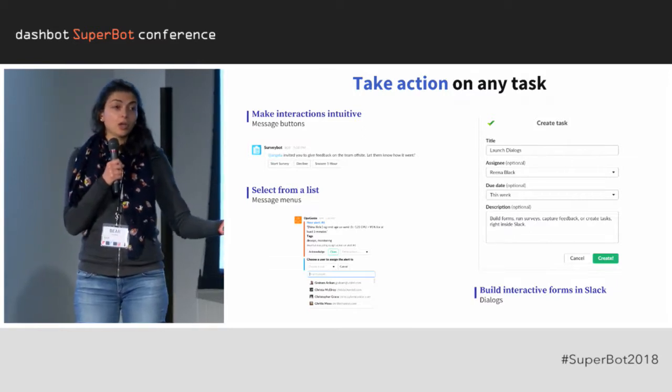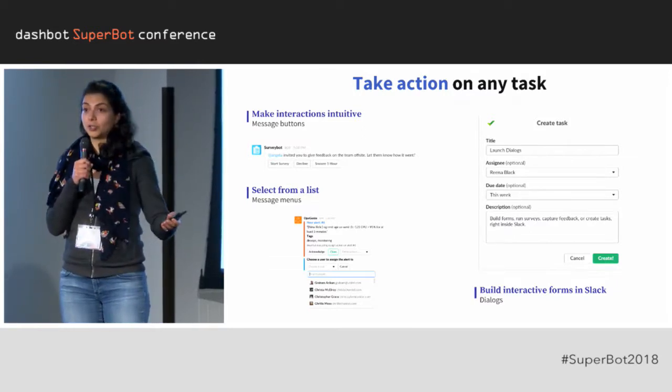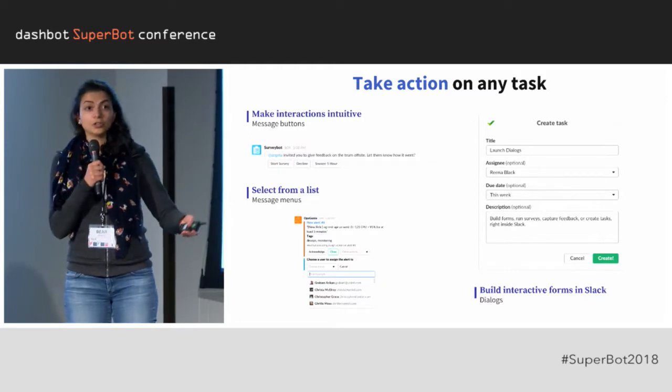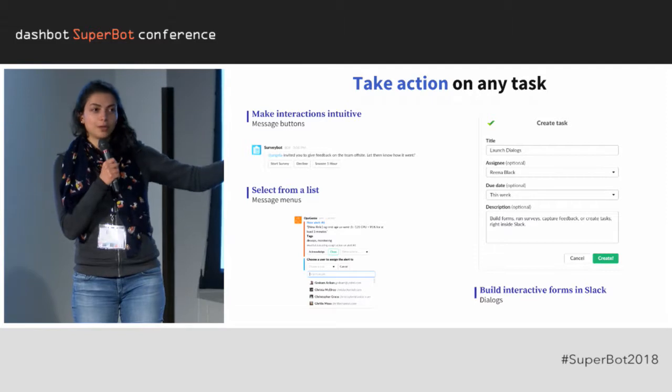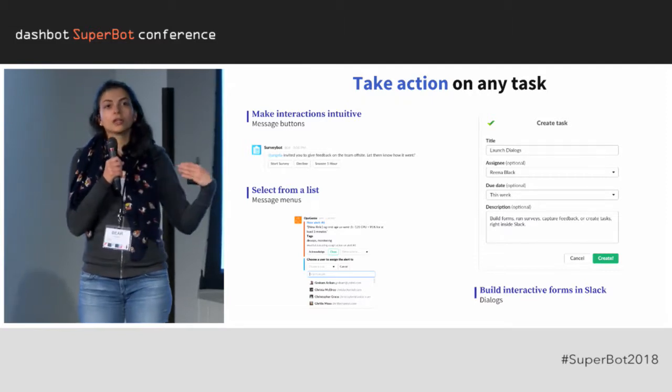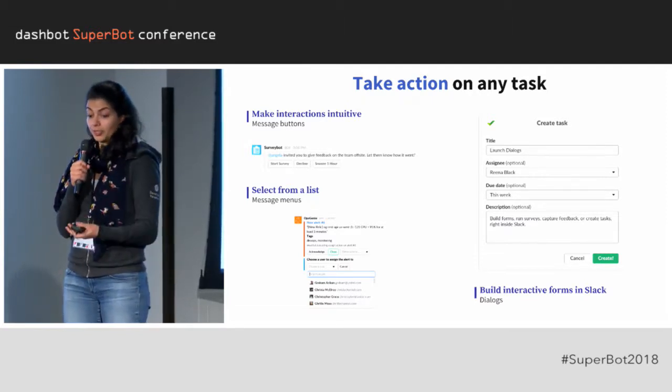So if, for example, a GitHub notification pipes into Slack and you want to say, I acknowledge this alert, you can have a button in there that says acknowledge and pipe that information back into that third-party service so you can complete the workflow without ever leaving your conversation.